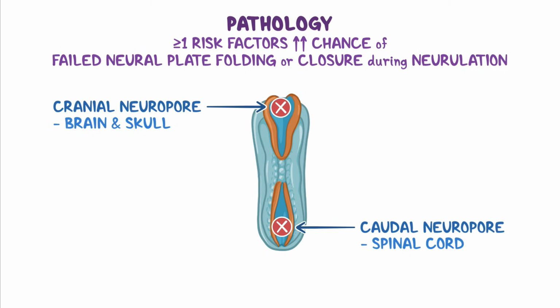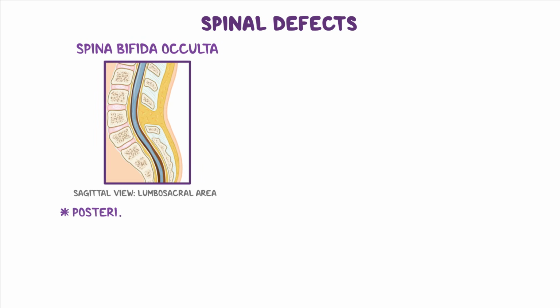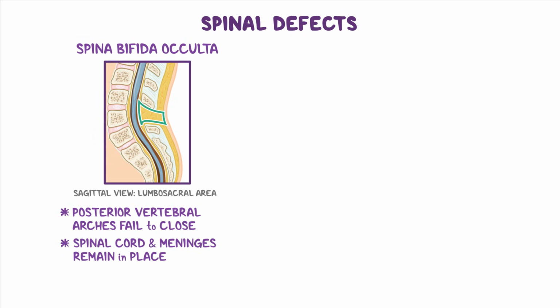Now, given the two main locations of neural tube defects, there are two types of defects that can occur. First, spinal defects are more common and can be further divided into two subtypes. Spina bifida occulta is where the posterior vertebral arches fail to close in the lumbosacral area. However, in this case, the spinal cord and the meninges remain in their place and the defect is not usually visible from the outside, hence the name occulta.